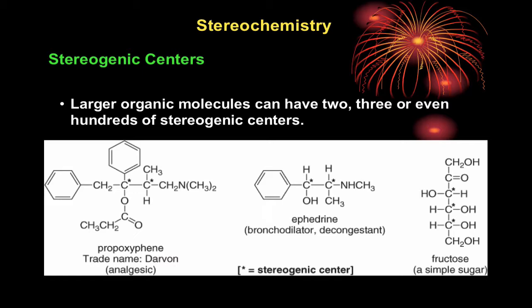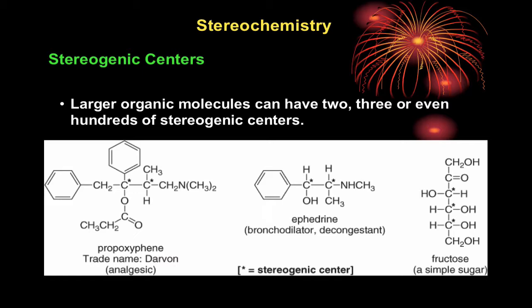Notice it has 2 chiral centers. This carbon has a hydrogen, an alcohol, an aromatic ring, and a carbon. 4 different things. This carbon atom has a hydrogen, a nitrogen, a carbon, and another carbon, a different carbon that's clearly different. 4 different things. Is ephedrine chiral, achiral, or maybe? It's a maybe, according to our rules, and it turns out it is chiral.